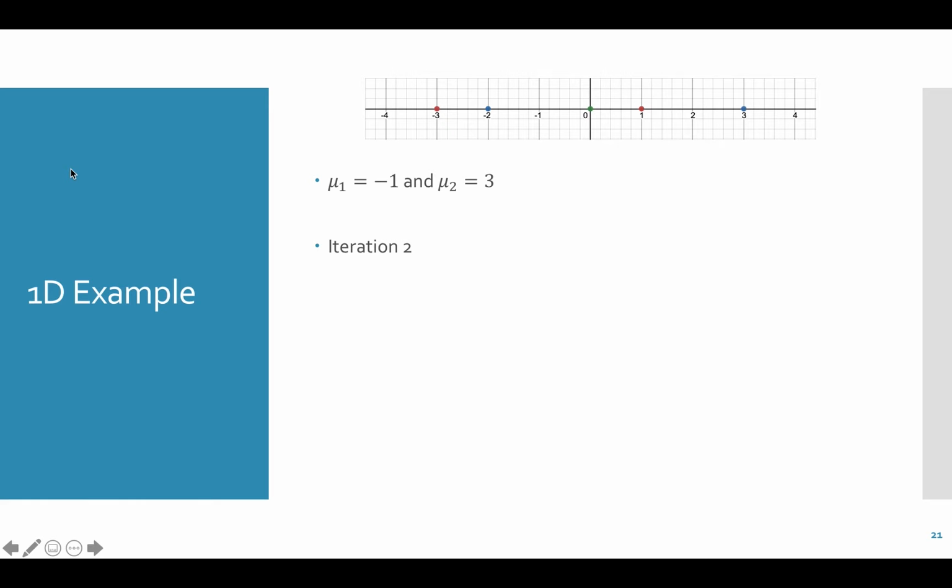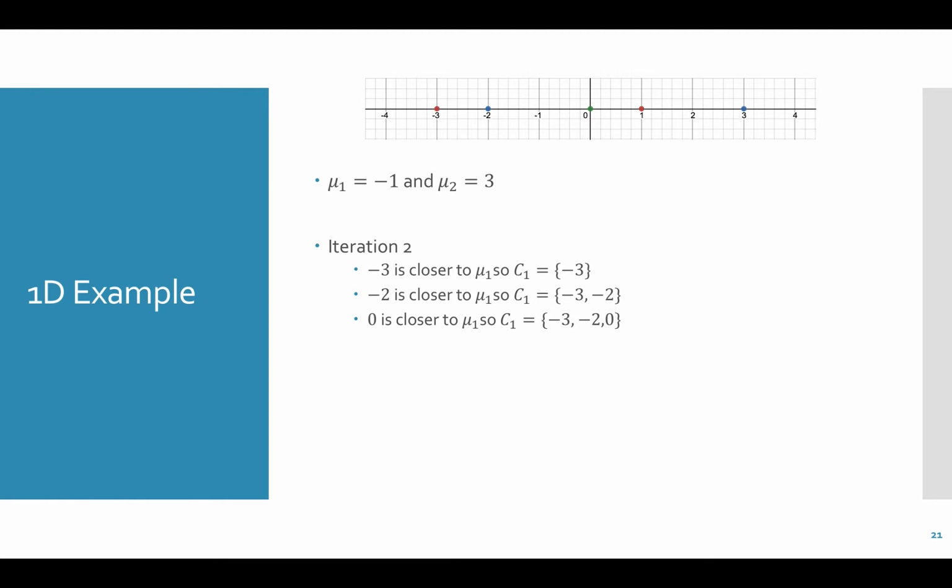Now we have our new cluster centers, -1 and 3, and we need to move on to iteration 2. Now we're comparing -3 with -1 and 3, and we find that -3 is closer to mu1 than it is to mu2, so we're going to add it to cluster 1. -2 is closer to mu1 than it is to mu2, and so we're going to add that to cluster 1 as well. 0 is also closer to mu1 than it is to mu2, so we're going to add that to cluster 1. And then we get to the point 1, which is equally close to mu1 and mu2.